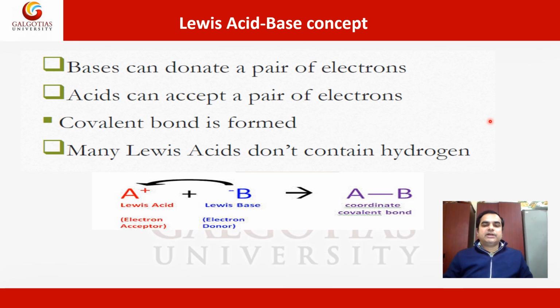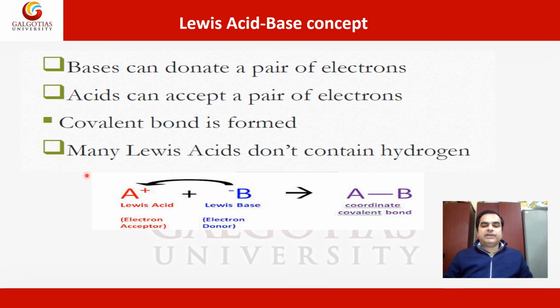Now, what is the other theory? That is the Lewis concept for defining acids and bases. According to Lewis, a base can donate a pair of electrons while an acid can accept a pair of electrons. And after this, a covalent bond is formed between them.